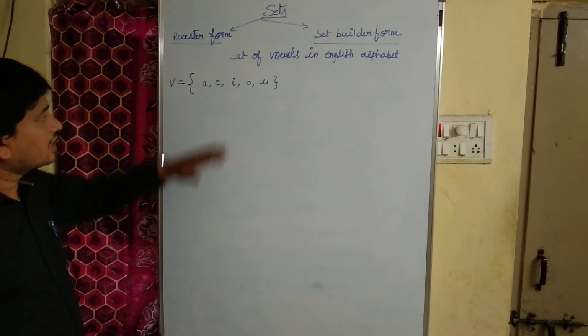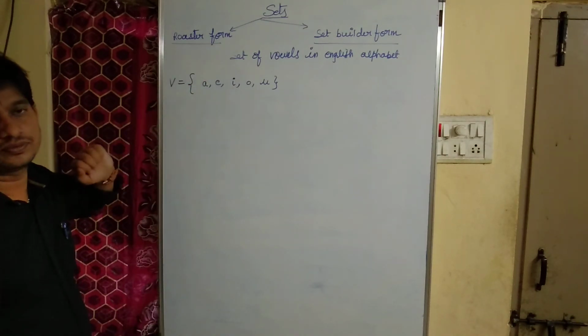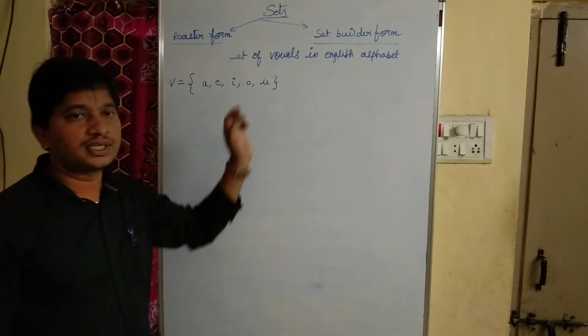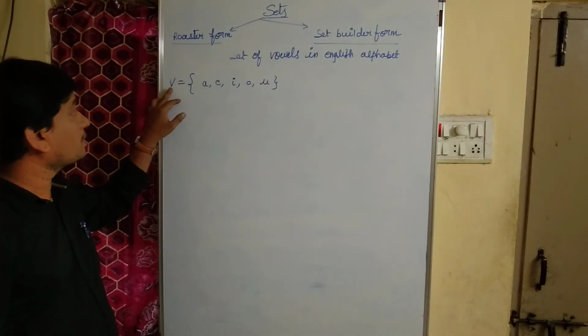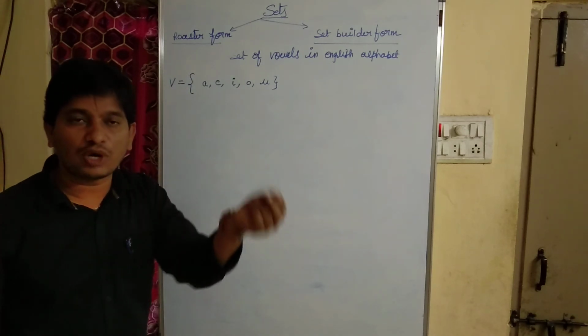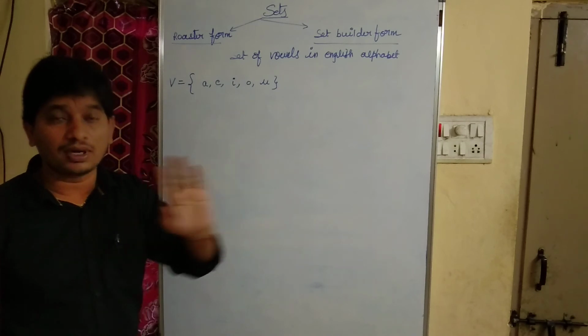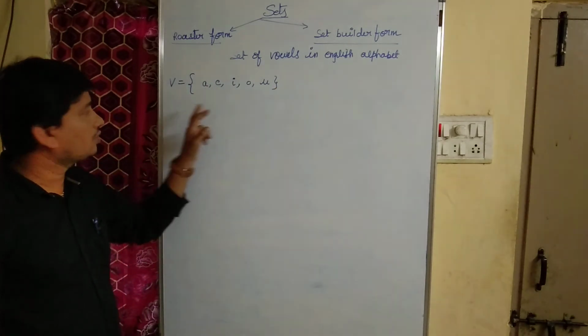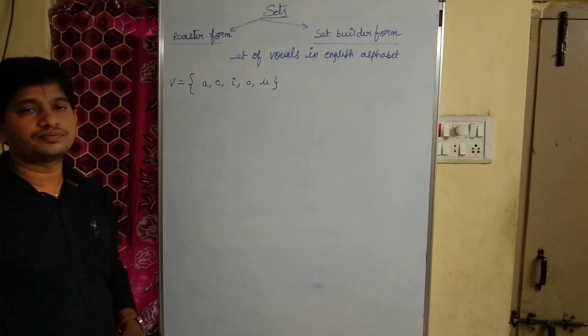See, this is the representation in roster form. Our set is the set of vowels in the English alphabet. A set is represented by a capital letter, and the elements in the set are written in small letters, separated by commas, and included within curly brackets, open bracket, closed bracket.